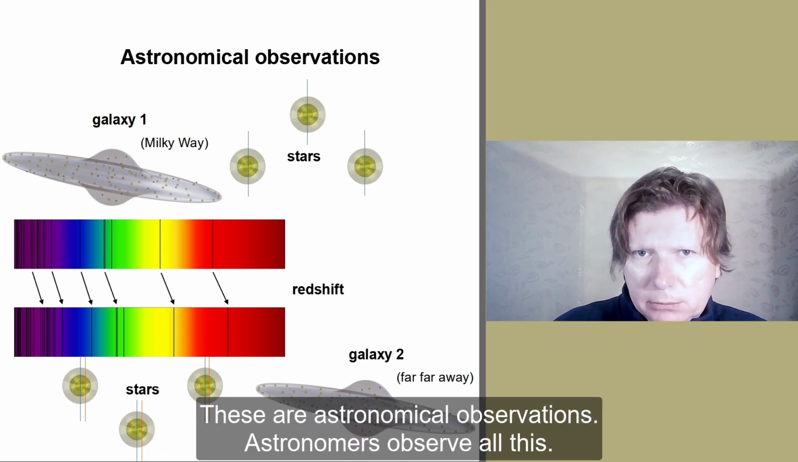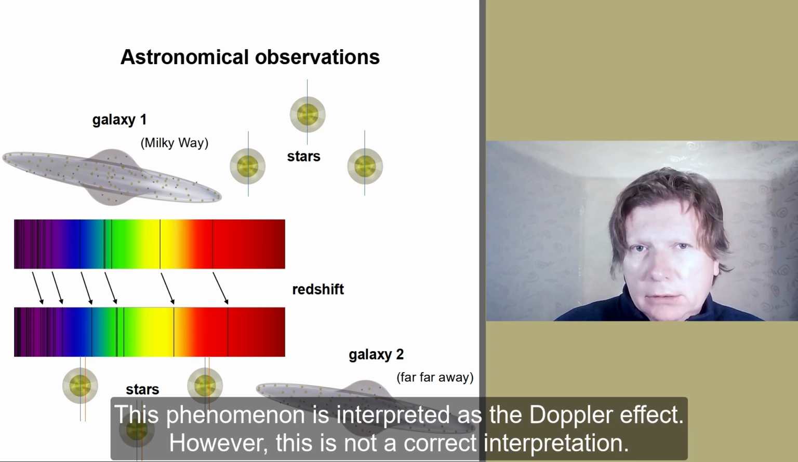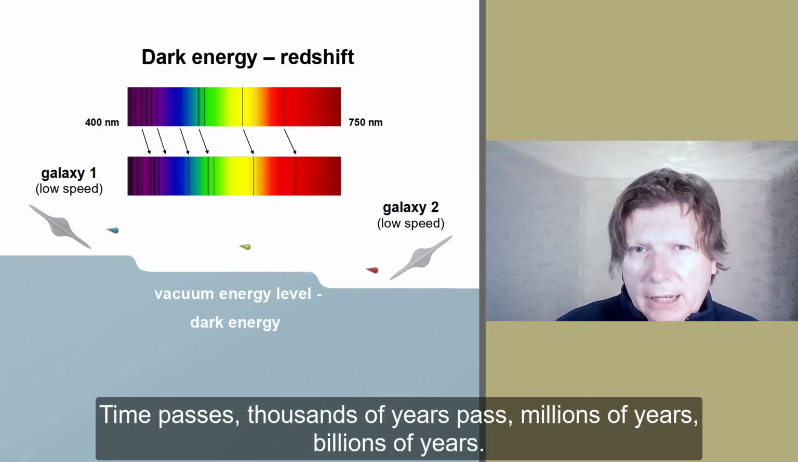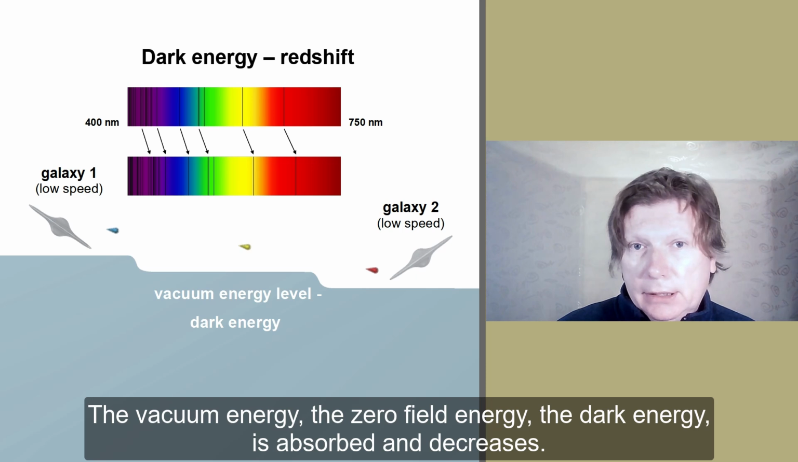These are astronomical observations. Astronomers observe all this. This phenomenon is interpreted as the Doppler effect. However, this is not the correct interpretation. Time passes. Thousands of years pass. Millions of years. Billions of years. The vacuum energy, the zero-field energy, the dark energy is absorbed and decreases.